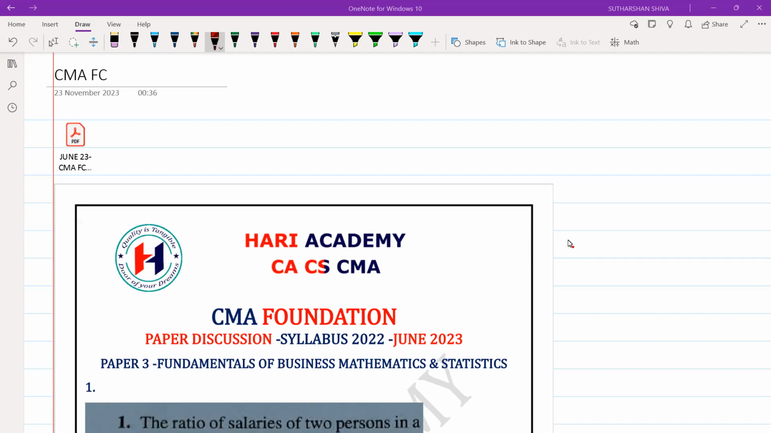If you feel any difficulty while handling your CMA Foundation paper number 3, that is regarding fundamentals of business mathematics and statistics, here I am to guide you. I will take a question paper of June 2023, which comprises 50 questions. I will treat them as 50 new concepts which you will learn from this session.